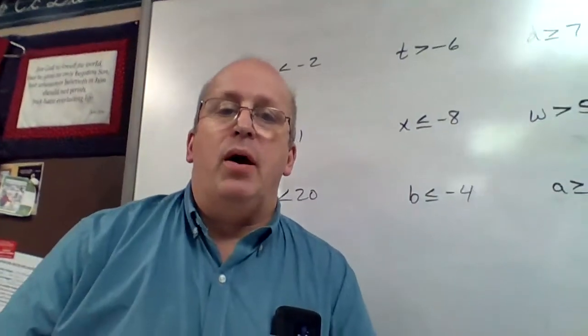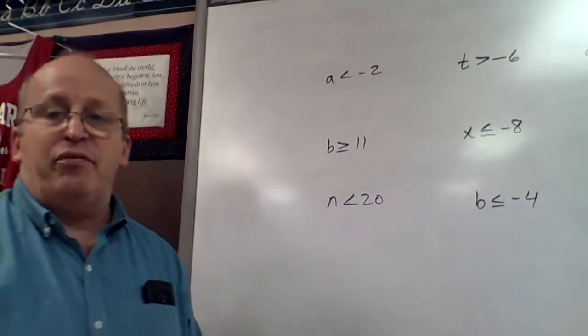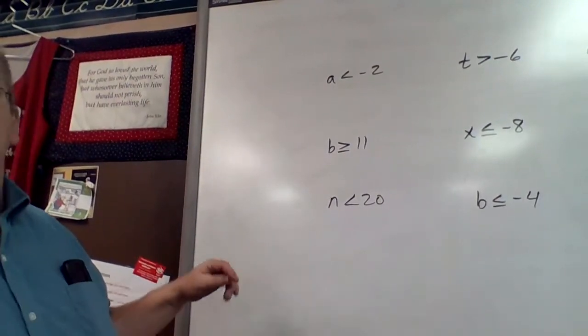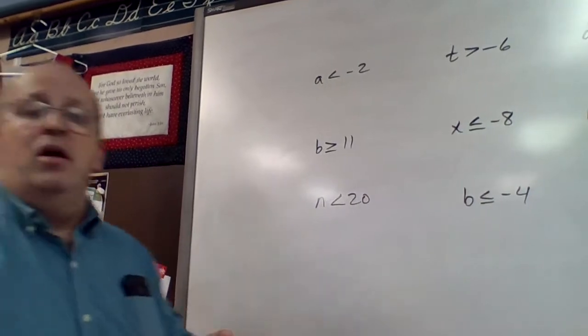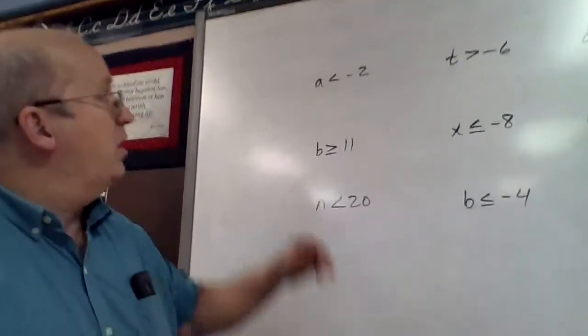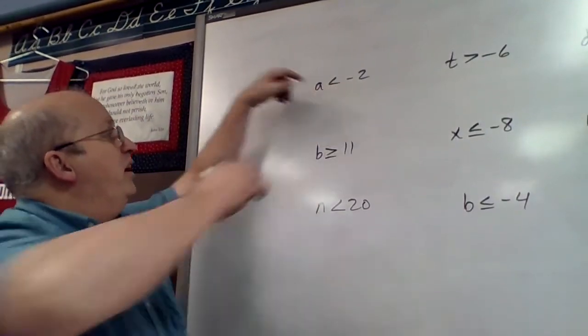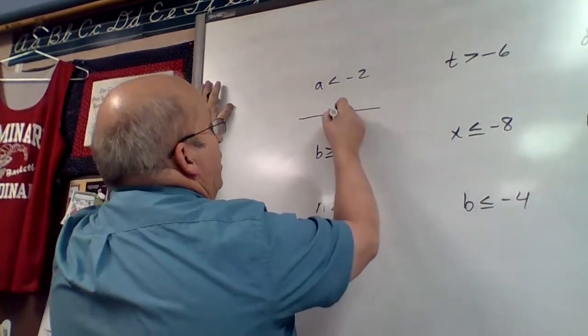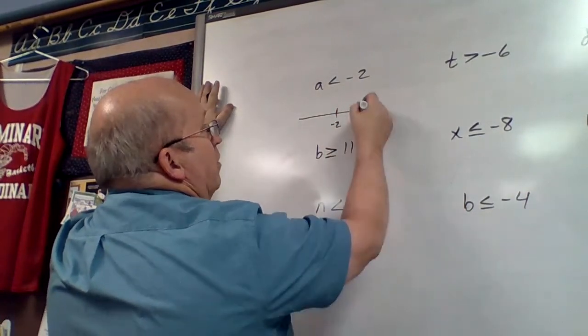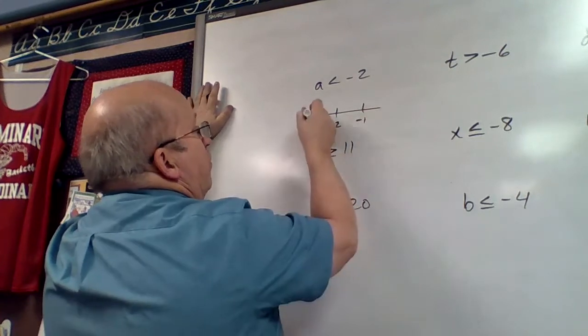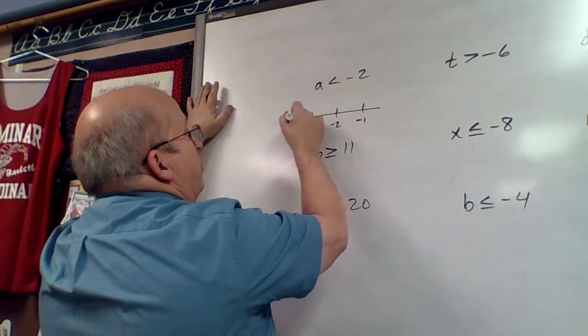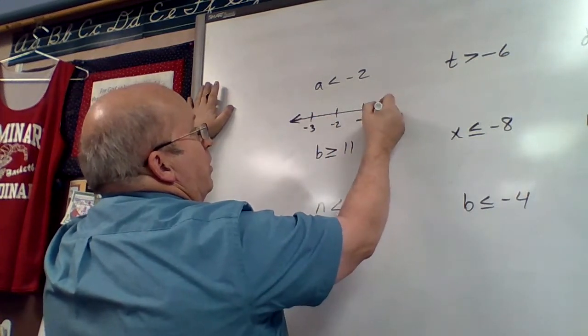Okay, next type of problem involves graphing inequalities. You've done this in the past. Let's see if this comes to your mind quickly. A is less than -2. How do I graph that? I put -2 in the middle. To the right of it would be -1. To the left of it would be -3. I'm going to put cute little arrowheads on here.